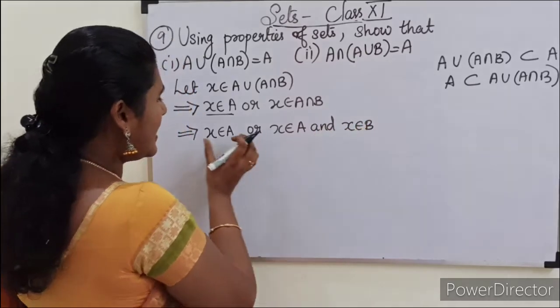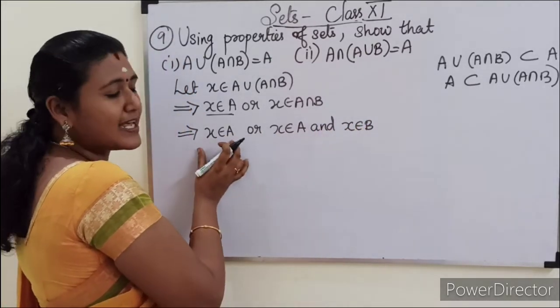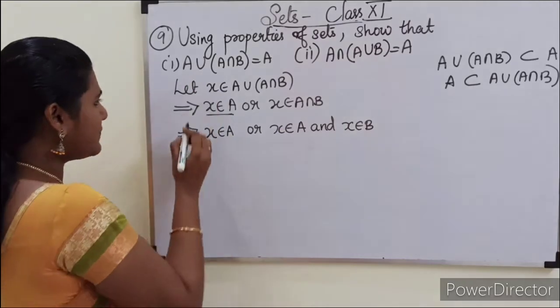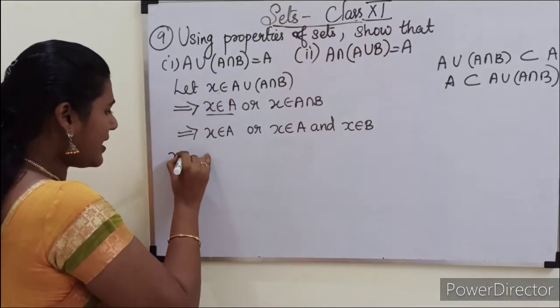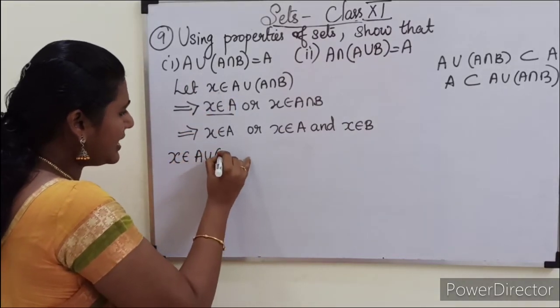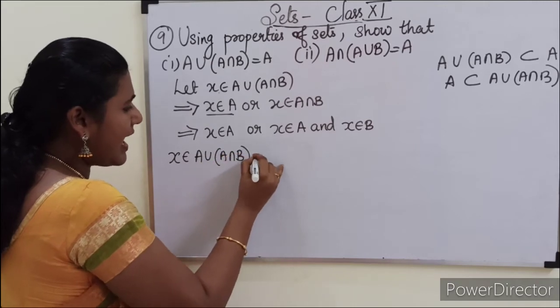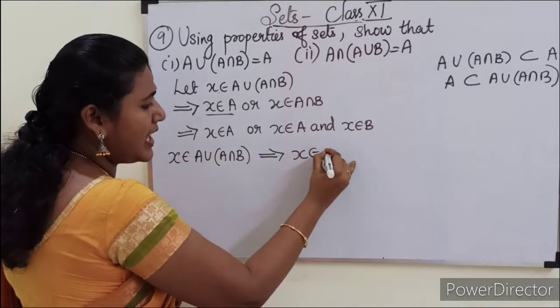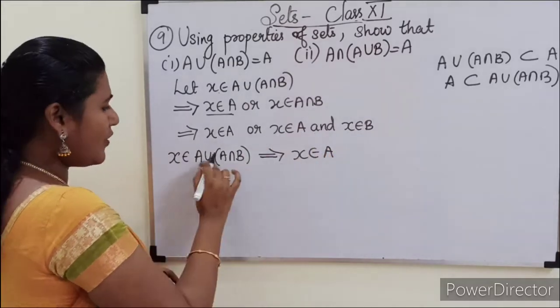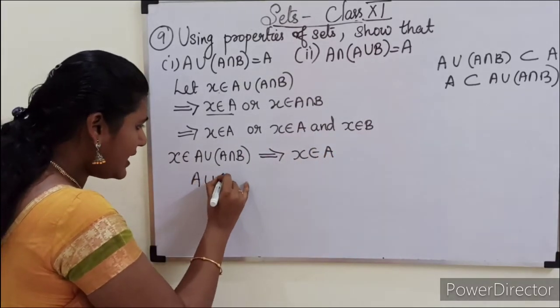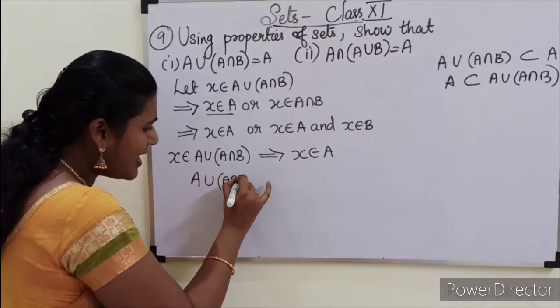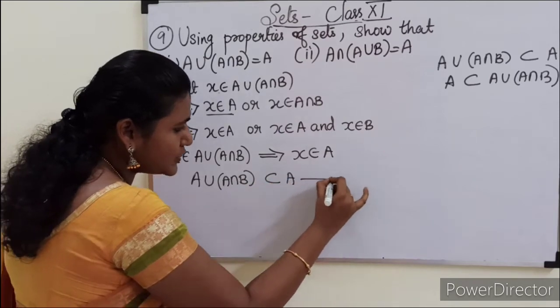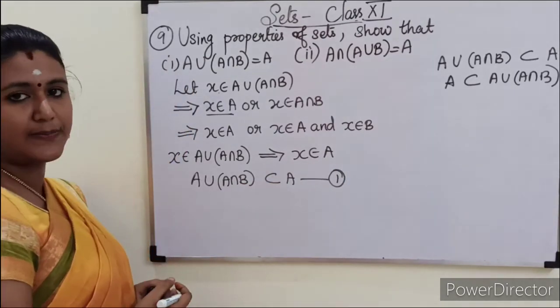So what is its meaning? In both cases we got X belongs to A. That is, we started with the statement X belongs to A union (A intersection B), and we got X belongs to A in both the cases. So we can write A union (A intersection B) is a subset of A. So this is the first equation.